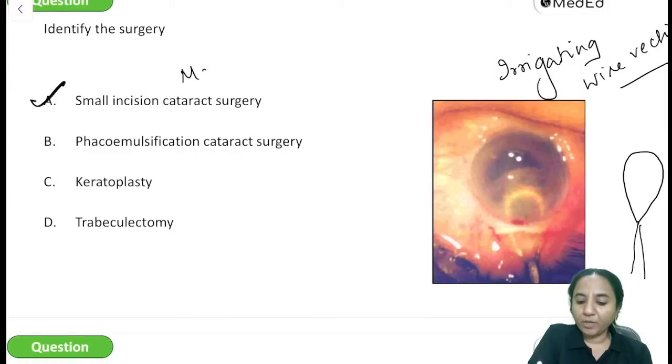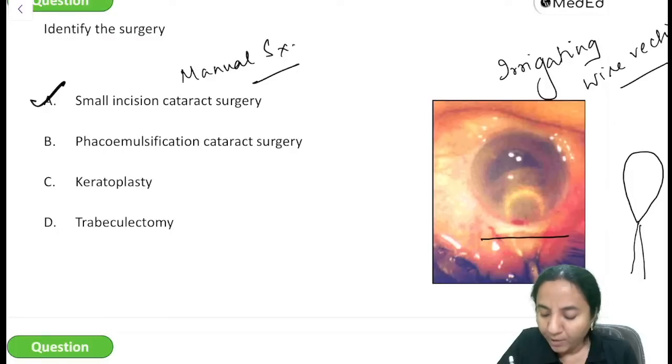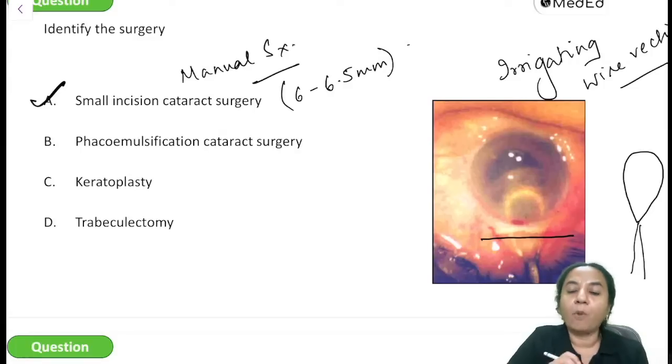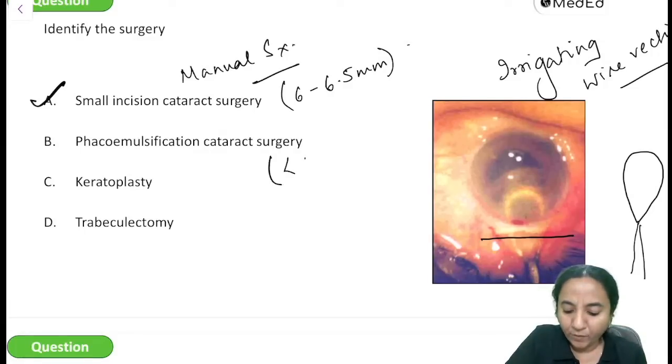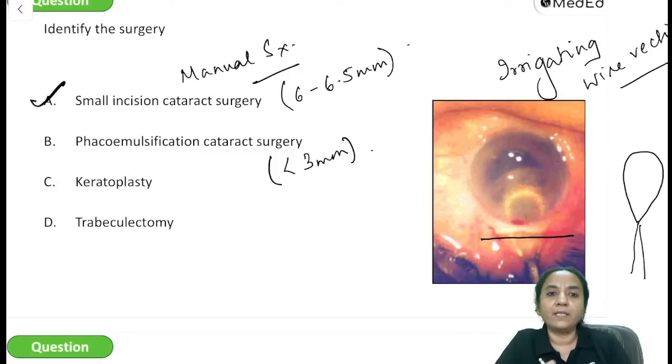Now, small incision cataract surgery is actually a manual surgery. So there is no fancy equipment, and because there is no fancy equipment, we have a much larger incision. The size of the incision in SICS is 6 to 6.5 mm, whereas in modern day cataract surgery, that is phacoemulsification, the incision is less than 3 mm.